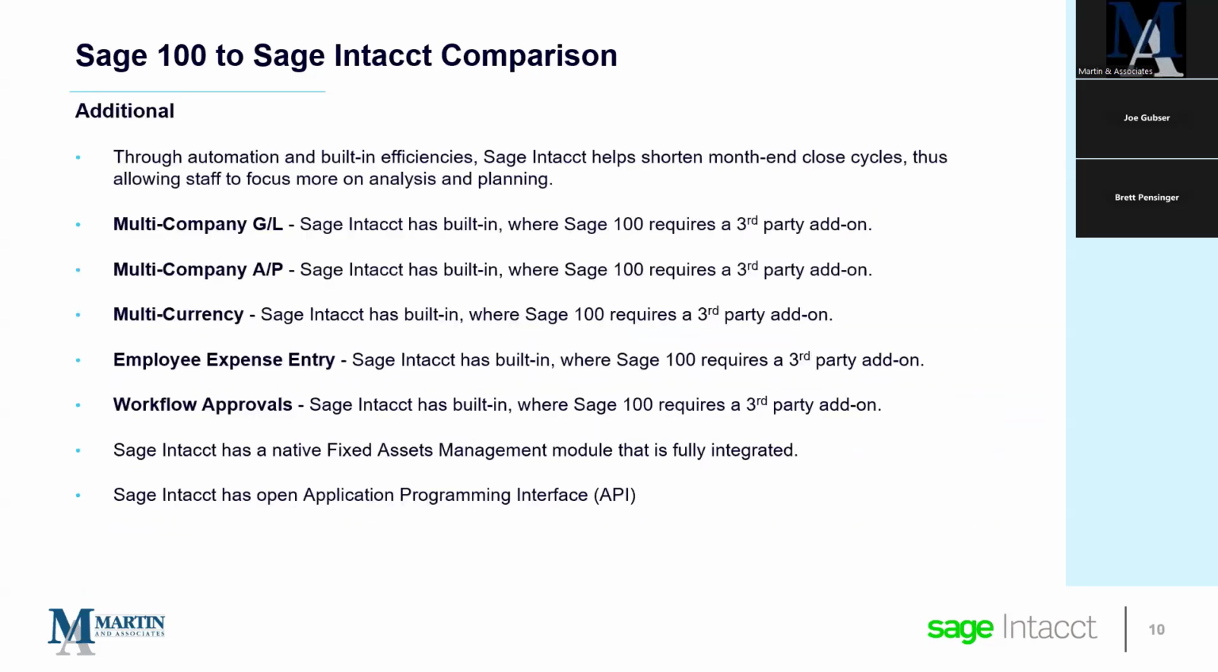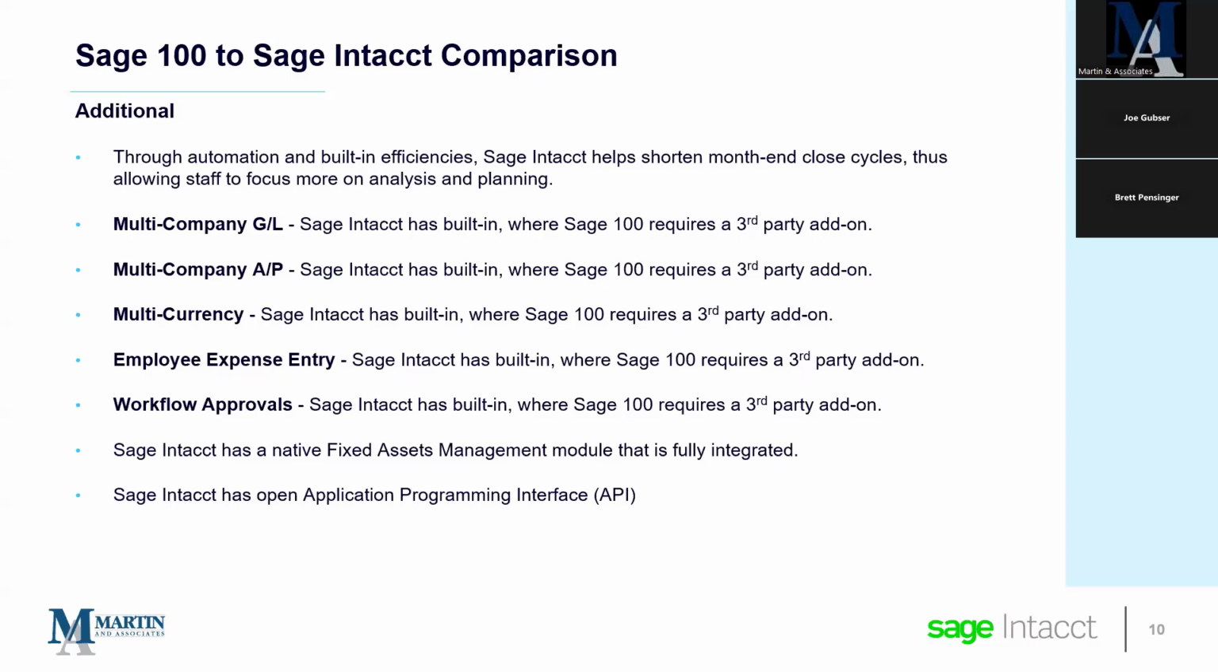Some additional comparisons through some automation and built-in efficiencies. Sage Intacct helps shorten your month-end close cycles, and it lets you focus more on analysis and planning related items. Multi-company general ledger. Sage Intacct has this built in as part of the product. So you can make journal entries across multiple accounts and hit your appropriate due tos and due froms. You need a third-party add-on for that for 100.